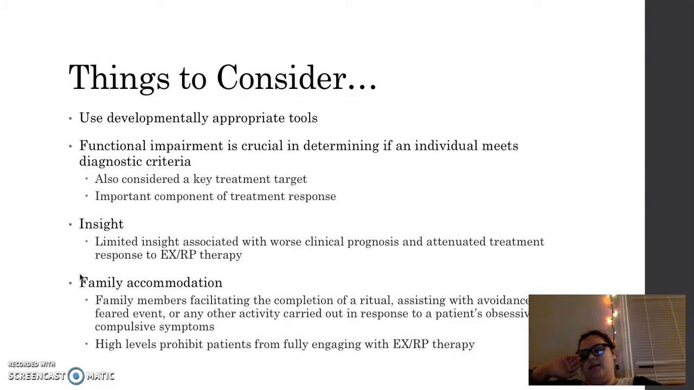Functional impairment is also crucial in determining if a person meets the criteria for OCD, because if there's no functional impairment, then it's kind of a non-issue. I don't know how common that is, that somebody has OCD and doesn't have functional impairment, but I digress. And it's also something you're going to consider in terms of their treatment. And then insight. Insight is important, especially because we have that specifier with the OCD diagnosis, but also because limited insight is associated with a worse prognosis and a different response to treatment. So if insight is limited and they don't recognize their obsessions as worrisome and troubling, then they are not going to respond as well to therapy.